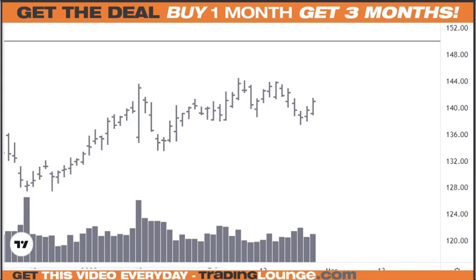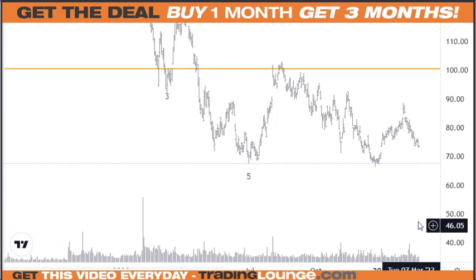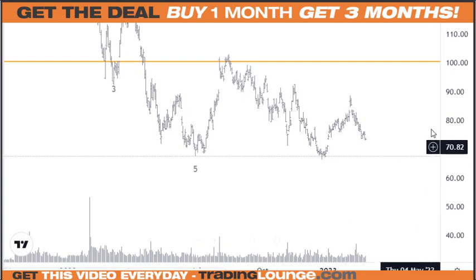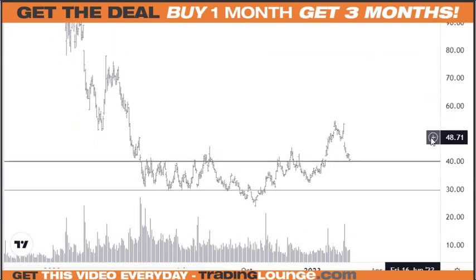But when I have a look at, just wondering if I had PayPal and Shopify here. I thought that I did. Oh, there they are here. So PayPal, in the bigger picture, is a bit like Google. It's really quite weak at this point. This is a daily chart, and Shopify is not far behind it either, a bit better.